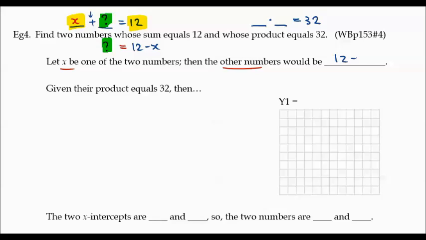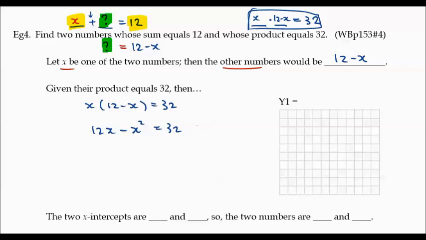And if I have 12 minus x for the other number, then given we have a product equals 32, the first number and the second number, as you multiply these two together, will give us 32. And we are starting to see something that looks like a quadratic. As you expand it out, we will see the square term. And we can now solve this equation by graphing.